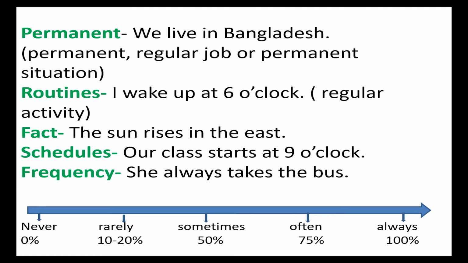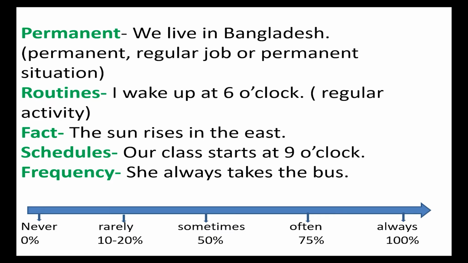Now let's look at when we use present simple tense. We have five different situations in which we can use this tense. First one is when we talk about permanent things, like we live in Bangladesh, or he works in a bank. When we talk about a job or living permanently in a country, for a permanent situation or permanent job, we use this present simple tense.